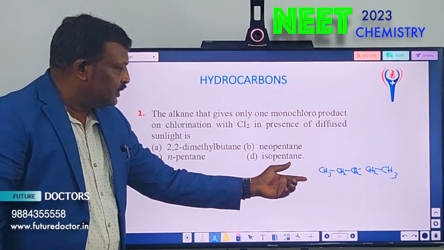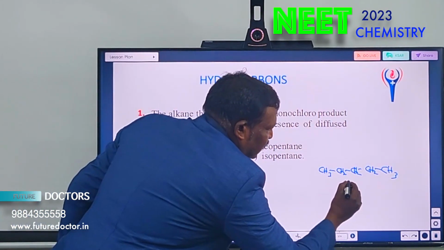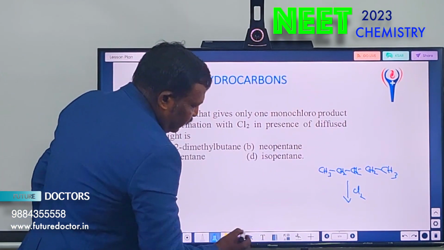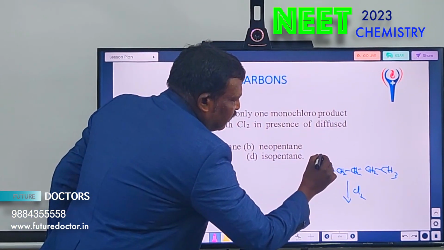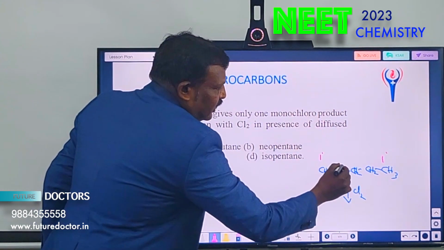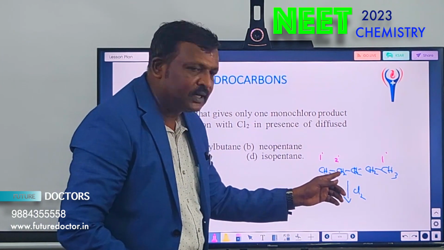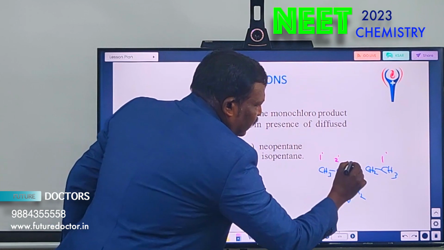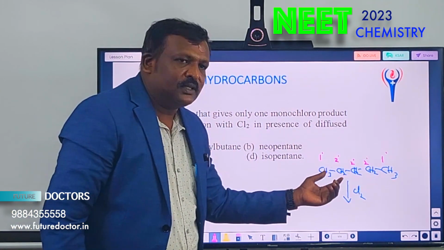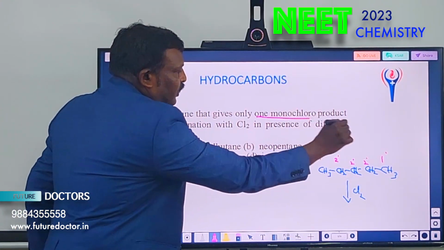Suppose chlorine is passed to this compound, what are the possible products? If you replace the hydrogen here, it is primary, and this also primary. If you replace this hydrogen by chlorine here, we get a secondary product, here also secondary, here also secondary. So two different kinds of product are obtained when you use N-pentane, but they are asking for only one monochloro product.